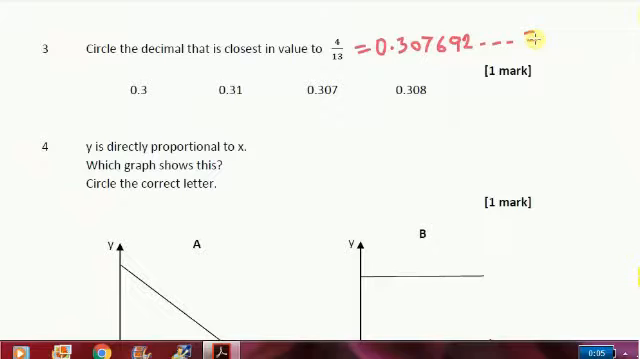Now, looking at the answers that we've got to choose from, we see that there is no more than 3 significant figures. So I'll write my answer to 3 significant figures. 7 is the third figure, 6 is the fourth, 6 is bigger than 5, so that rounds 7 up to 8, to 3 significant figures. So 0.308, the best answer is the last one.